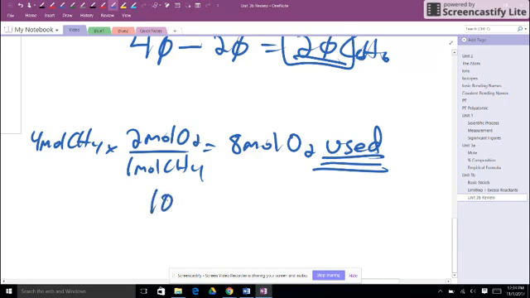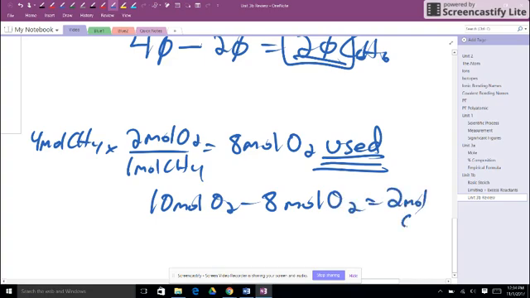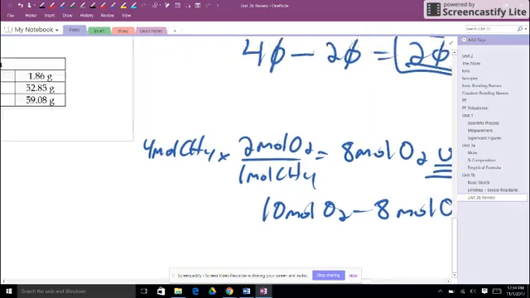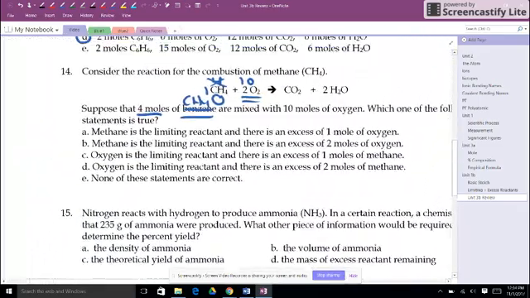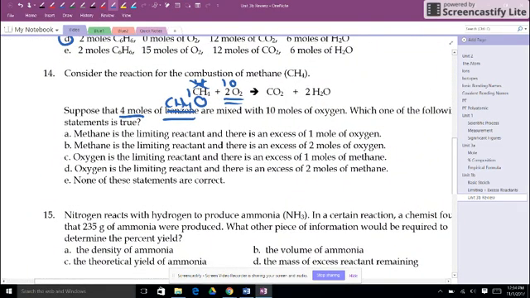Okay, now you started with 10 moles of oxygen, and you used 8 moles of oxygen, so that means you would have 2 moles of oxygen left over. So for this question, methane is the limiting reactant, and there's an excess of 2 moles of oxygen.